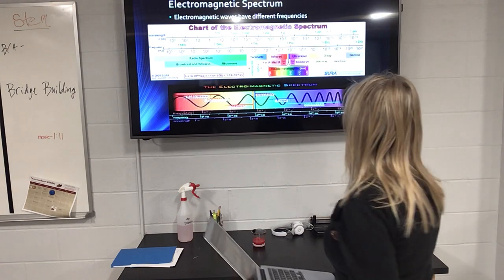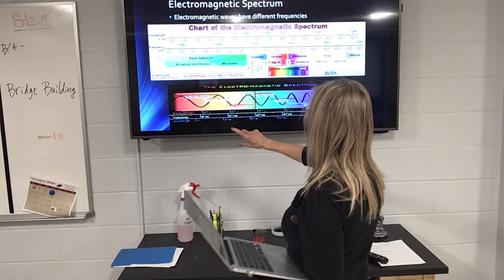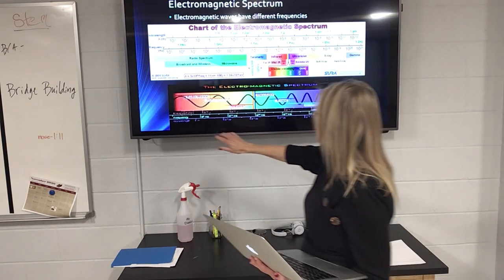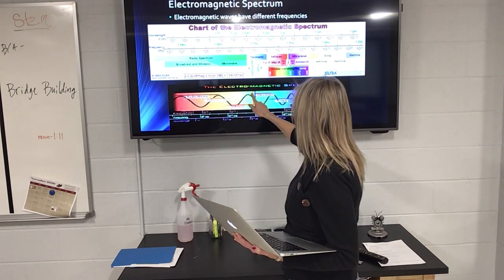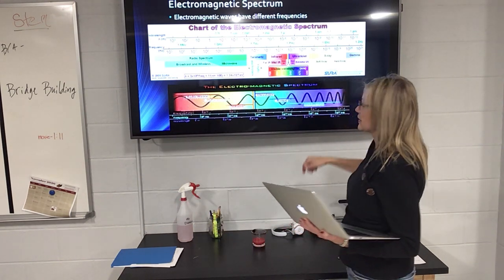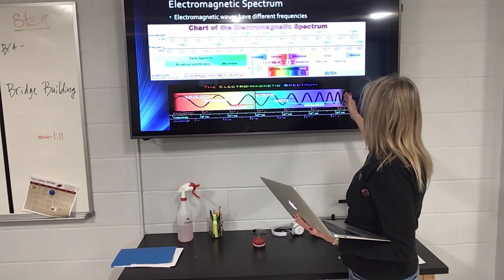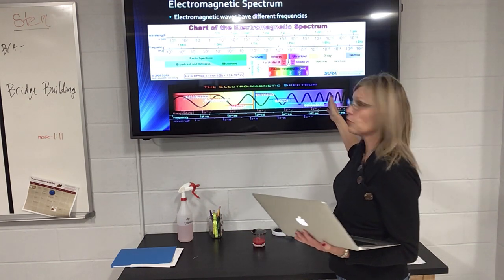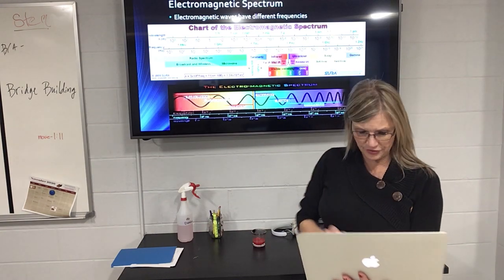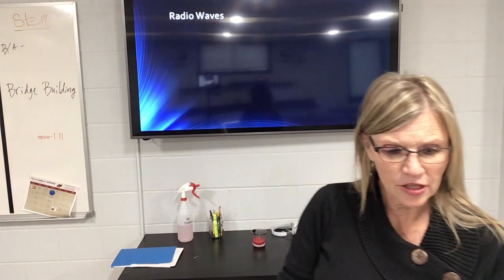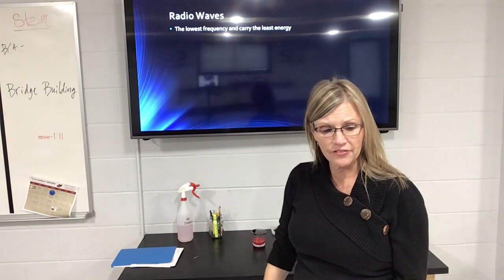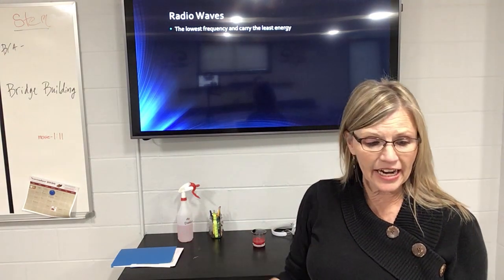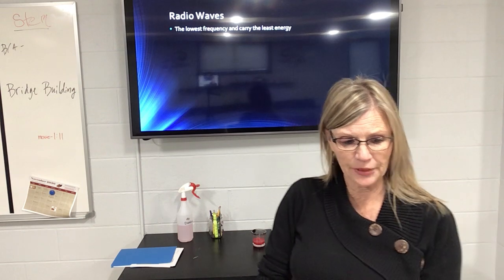Okay, here's this easier graph, and this one's the same. So we start with radio waves. They have the least amount of energy, and as we travel across the electromagnetic spectrum, we're going to get to the most energetic waves, which are gamma waves. Okay, so radio waves are at the far end of our spectrum. They have the lowest frequency and carry the least amount of energy.